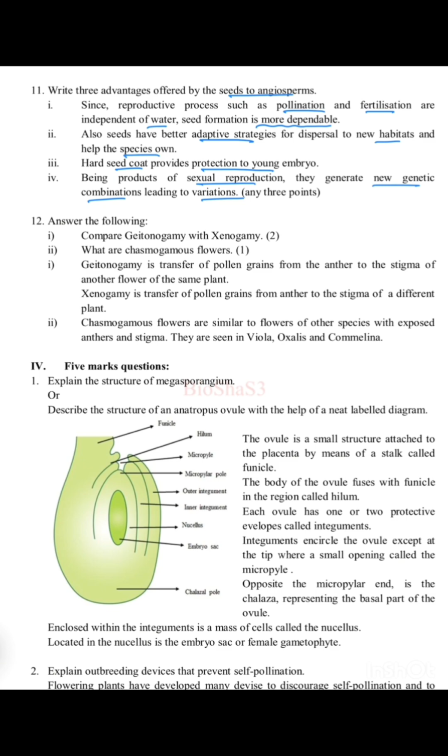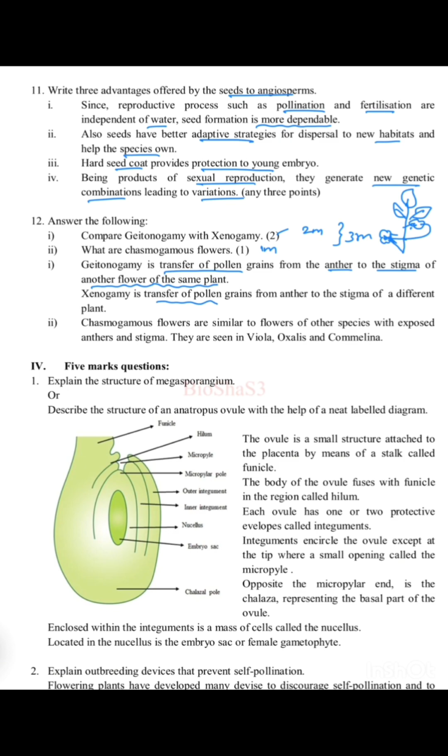Answer the following. Compare geitonogamy and xenogamy, which can be asked for 2 marks. What are chasmogamous flowers? 1 mark. So both together it is 3 marks. Okay. Geitonogamy is transfer of pollen grains from the anther to the stigma of another flower of the same plant. Suppose this is one plant, so here one flower is there and here one flower is there. Suppose the pollen from the anther of this flower is transferred to the stigma of this flower. That means the transfer is taking place within the same plant.